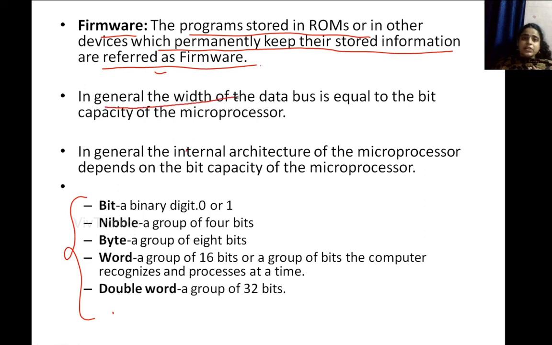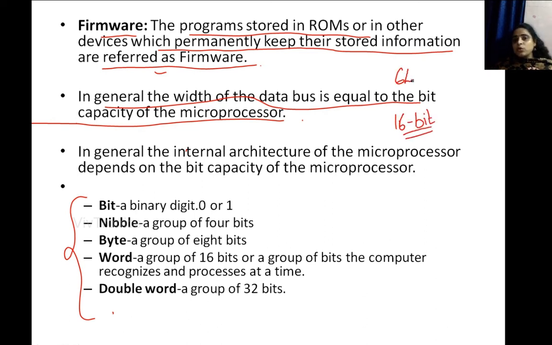And in general the width of the data bus is equal to the bit capacity of the microprocessor. Yes, the bit capacity, that means 8086 is a 16-bit processor, that means it can handle 16 bits. If it is a 64-bit processor, it can handle 64 bits. So the number of data lines for a 64-bit processor is 64, and the number of data lines for a 16-bit processor is 16. So data lines and the number of bits that the microprocessor can handle will be the same in almost all cases.